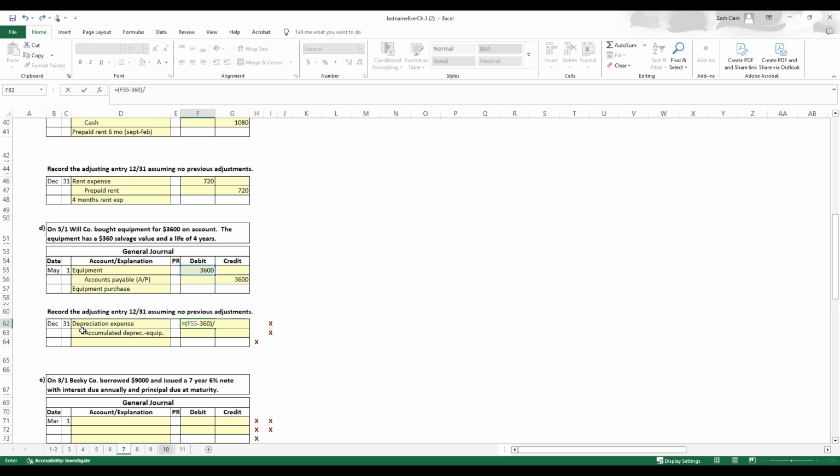So we are going to divide by 4 times 12. That's the full amount of months. So that would be what, 28? And that gets us 67.5, which would be each month.